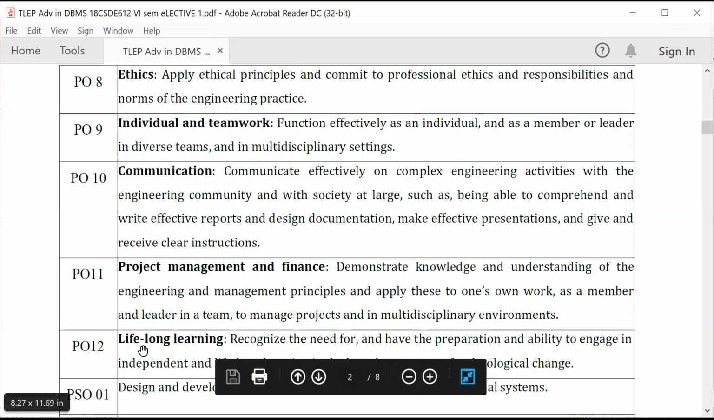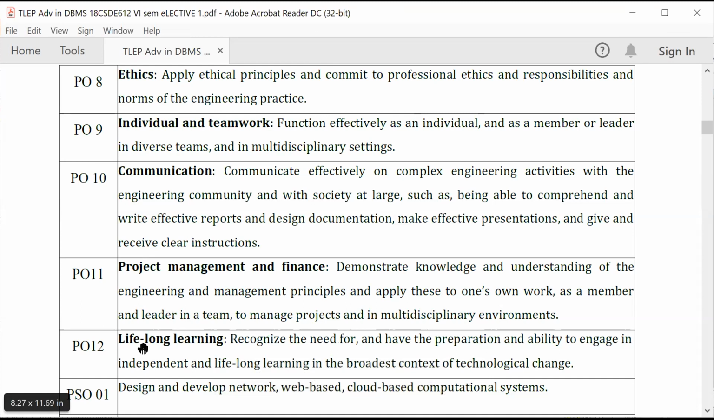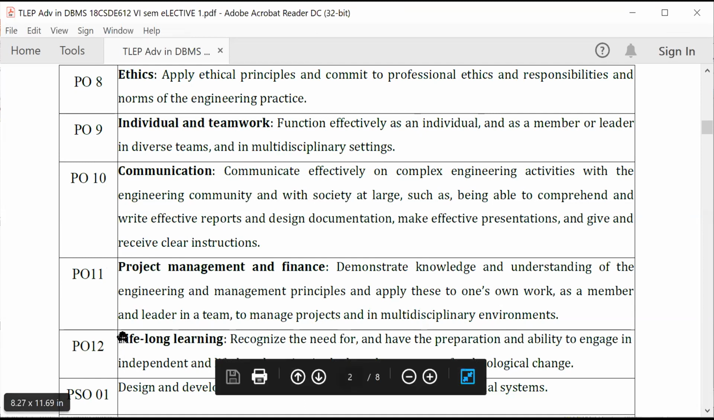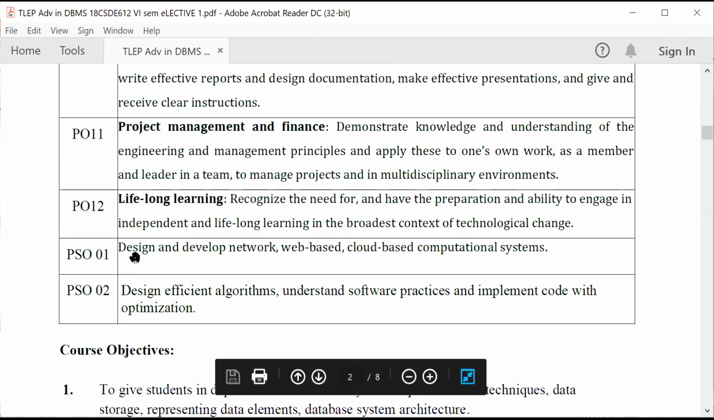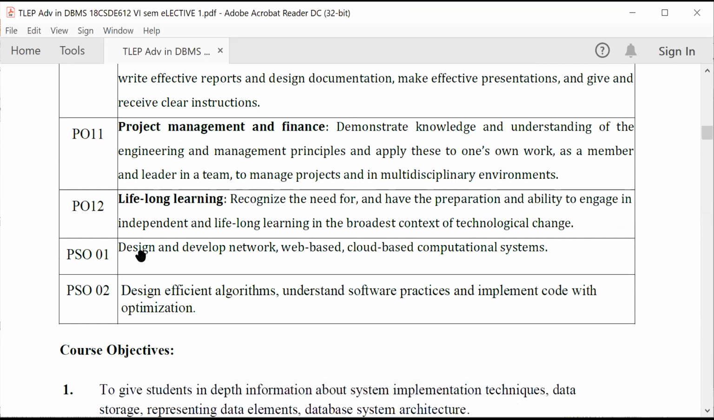So these are the 12 POs which are expected from any graduate receiving the BTech degree. Because engineering is a professional degree, all the engineering students should possess all the 12 program outcomes. With respect to computer science and engineering, there are 2 program specific outcomes. The first one is design and develop, with respect to computer science specialization, network, web-based, cloud-based computational systems.